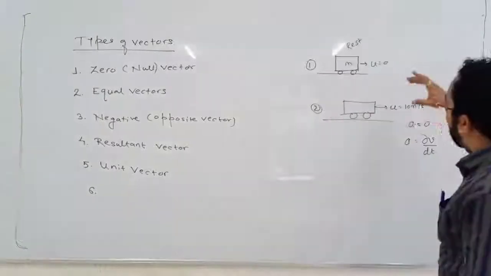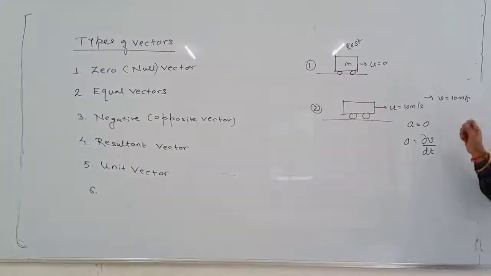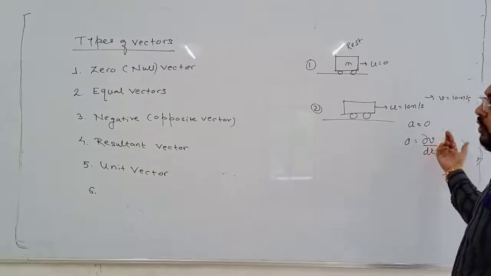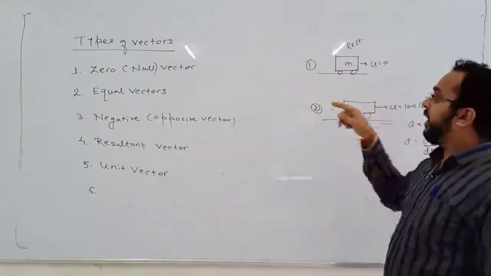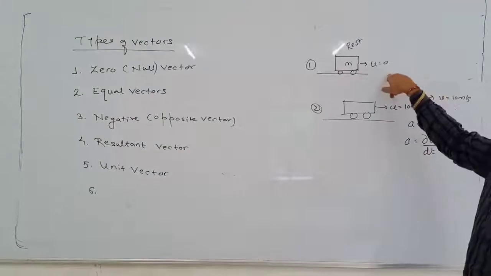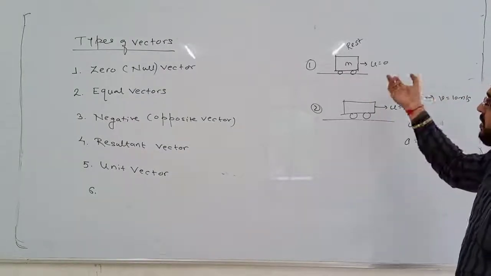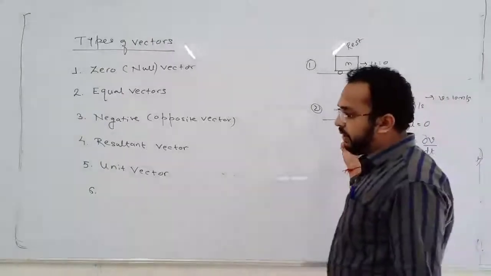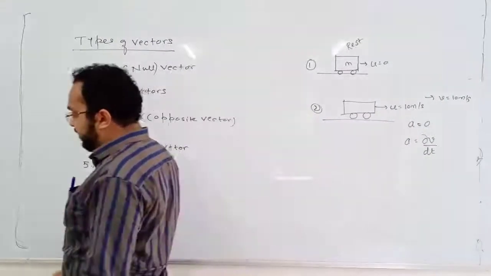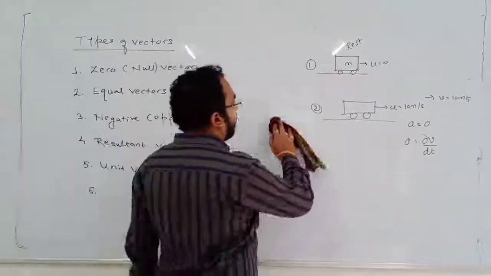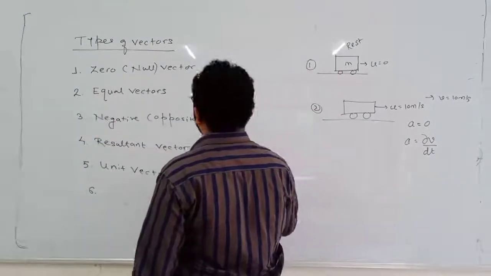So if a body moves with uniform velocity, that means acceleration is 0, that means acceleration vector is 0. So here zero vector is what? Acceleration. Here zero vector is what? Velocity? Getting my point? So first example, body at rest. Second example, body moving with constant velocity has 0 acceleration. This is the first, zero or null vector. Okay. Second, equal vector.